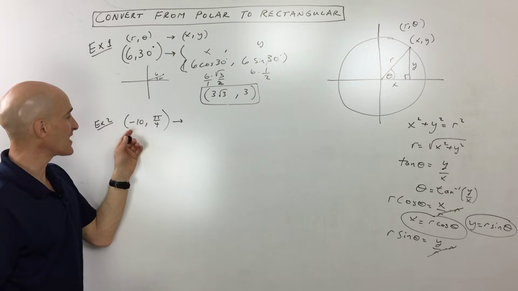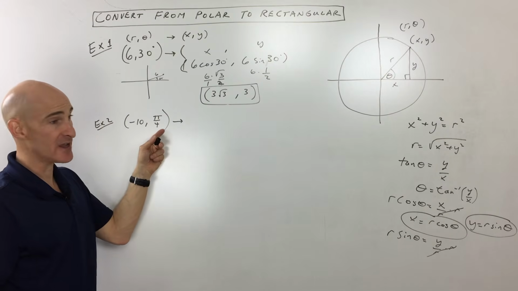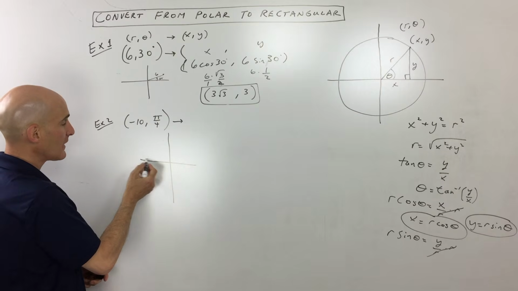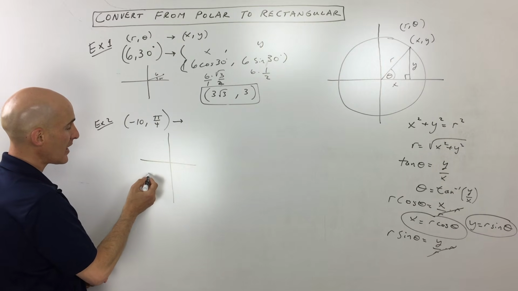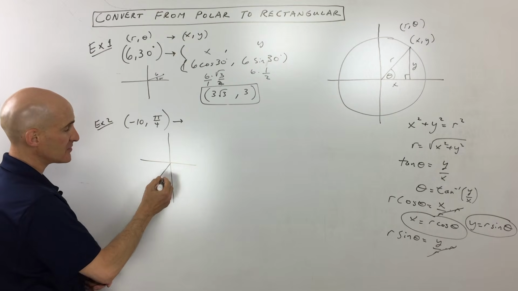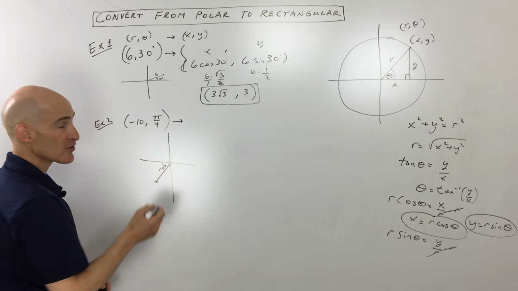So let's go to the next example, -10 comma pi over 4. Now we've got the angle in radians. Again, I like to draw a picture. -10, we're going left 10, and then we're rotating counterclockwise pi over 4. So that's going to be right here in the third quadrant. So this is a radius of 10, and we rotated 45 degrees like so.